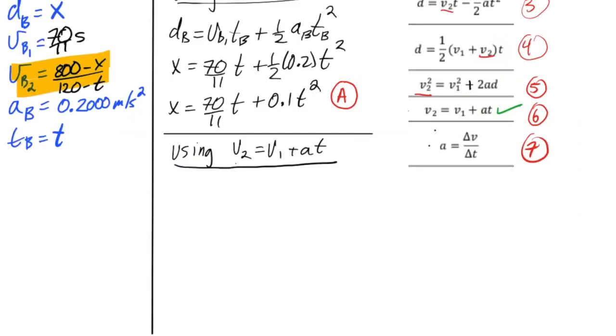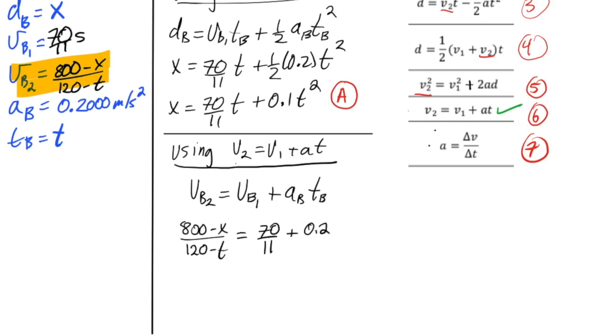So V2 is equal to V1 plus AT. So we've got VB2 equals VB1 plus AB TB. Our VB2 is 800 minus X over 120 minus T, and that's equal to 70 over 11 plus 0.2 times T. And again, I'm going to apologize in advance for what I'm about to do to you. This X here has to be combined with this X over here. So you kind of have to accept the fact that we have a lot more algebra to do before we're ready to set these equations equal to each other.